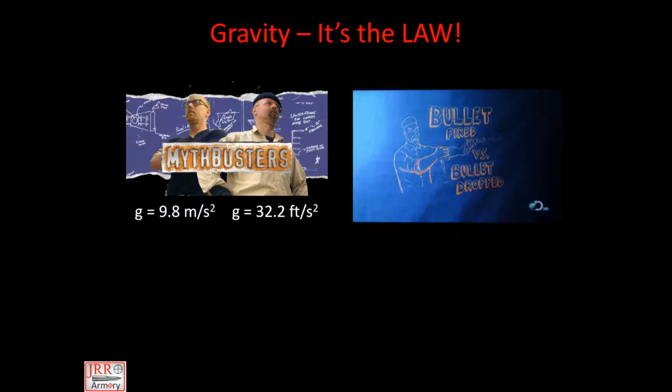The acceleration constant is g equals 9.8 meters per second squared, or 32.2 feet per second squared. So at any point in time, the velocity of the bullet towards Earth equals the g constant times the time of flight up to that point, and the distance is half of the g constant times the square of the time. So why is this important? It's because at any point in time, the distance traveled, which in our case becomes the drop, is a square function of time.